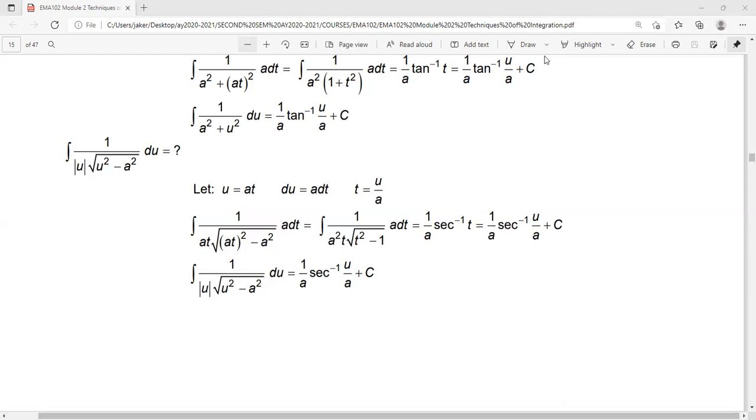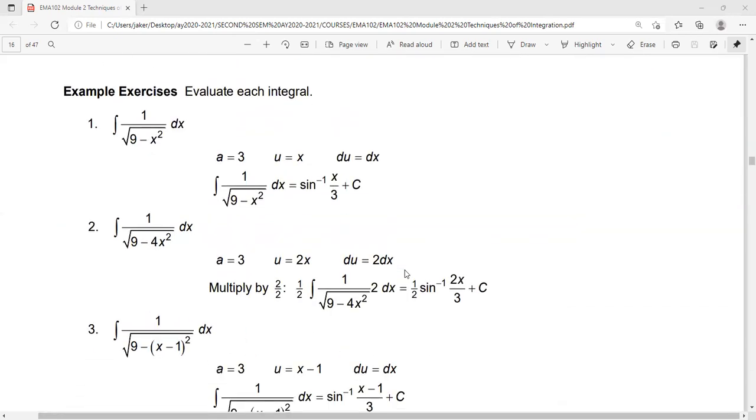Okay, so I think there's none. So we'll proceed to the examples below. You see this one? This could have been an arc sine only. Could have been. Why? Because this is not 1. So it follows that your a here is 3. You take the square root of the 9. So simple. Arc sine of x over 3.